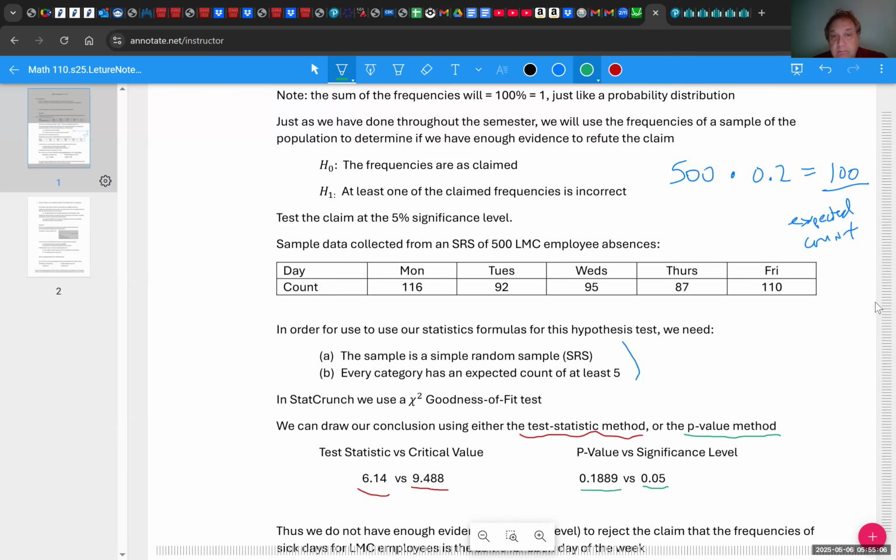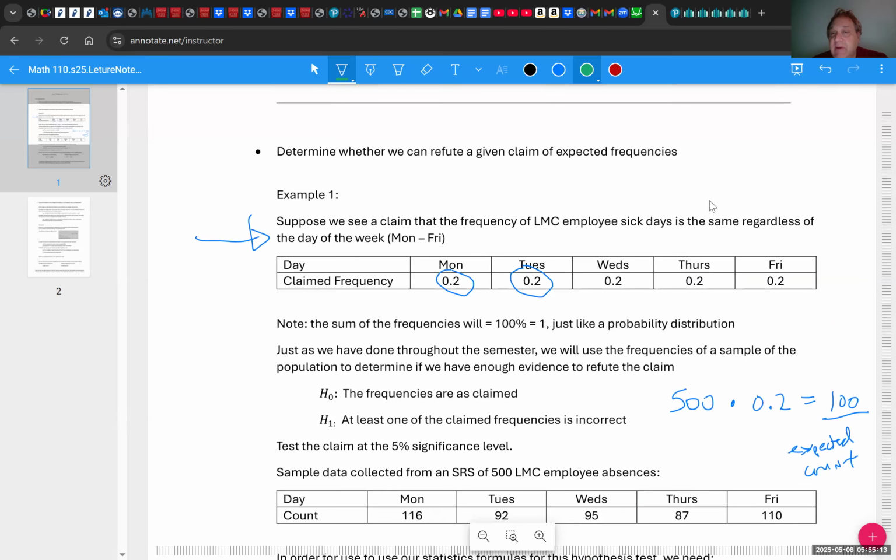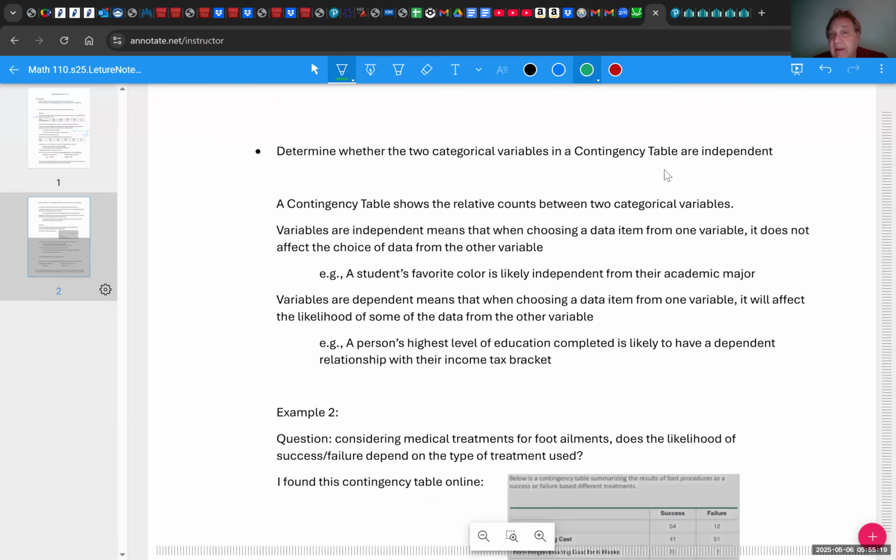All right, so that's how we do our first objective. That's how we determine if a bunch of claimed frequencies can be refuted or not. Our second objective talks about a contingency table and whether we can determine whether the categorical variables are independent or not. Let me first start by just defining and reviewing some vocabulary words.